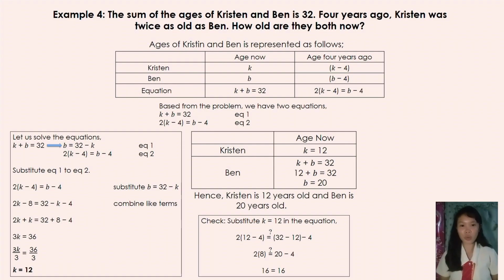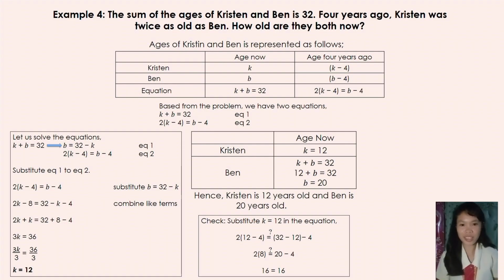For us to know the age of Christine 4 years ago, we will substitute 12 to K minus 4. So it will be 12 minus 4 is equal to 8. Therefore, Christine's age 4 years ago is 8 years old. And for Ben's age 4 years ago, we will substitute 20 to B minus 4. So it will be 20 minus 4 is equal to 16. Therefore, Ben's age 4 years ago is 16 years old. Therefore, Ben is twice as old as Christine 4 years ago.